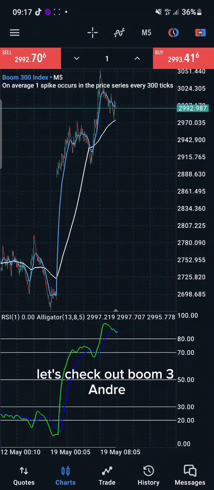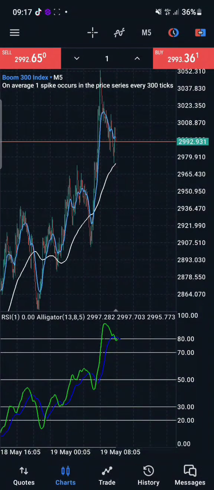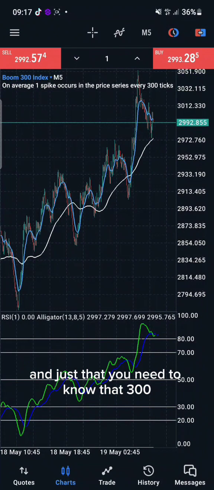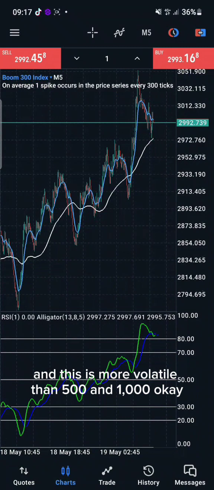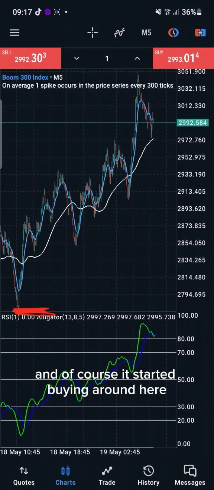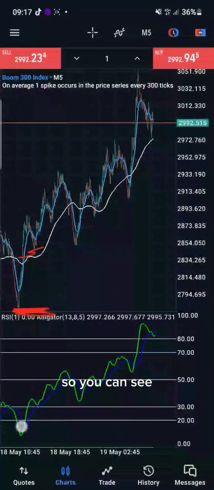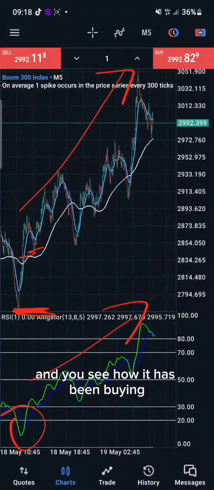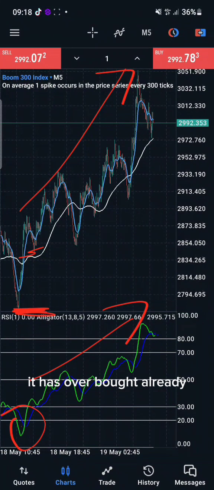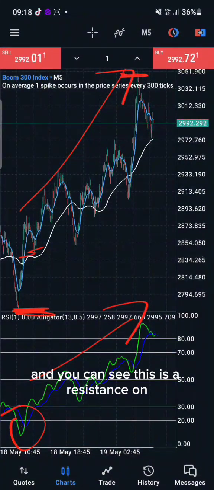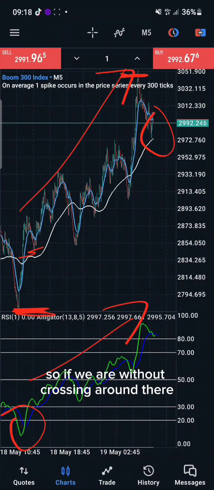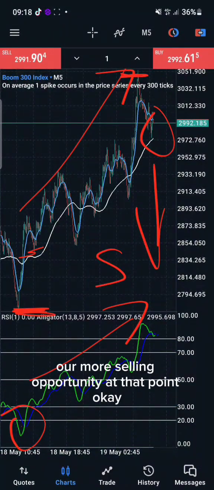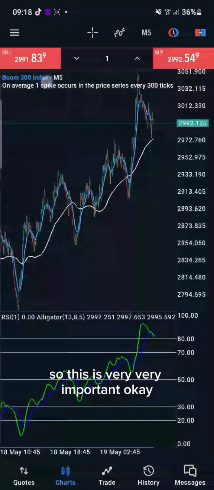Let's check out Boom 300. This is Boom 300, and you need to know that 300 indices are more volatile than 500 and 1000. Okay, this is the support zone, and of course it started buying around there, and the same thing around there, and kept on buying till it got to this region. You can see how it has been buying. It has overbought already, and this is a resistance zone, so if we have a downward crossing around there, we are most likely to have more selling opportunity at that point. So this is very, very important.